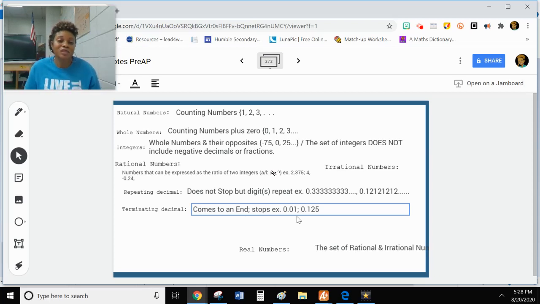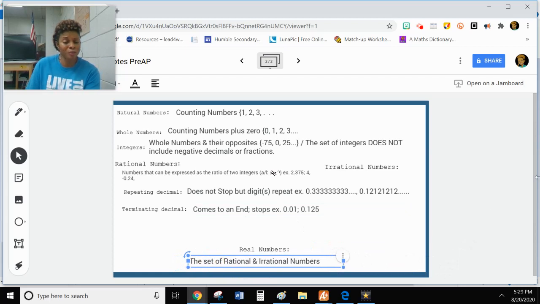So terminating decimals come to an end, like hundredths or ten-thousandths or 125 thousandths. Those all come to an end. They don't repeat, they come to a stop. Then we have real numbers. We know that all numbers are real. Real numbers is the set of rational and irrational numbers.